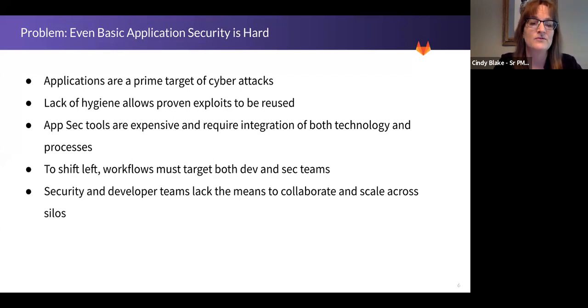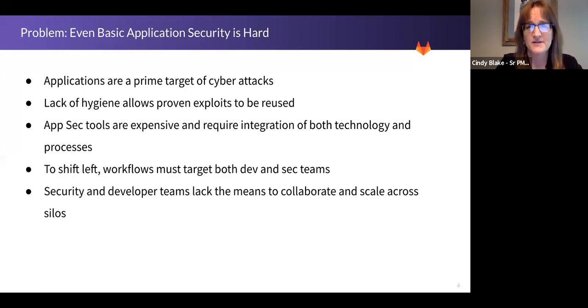Application scanning tools and monitoring tools are expensive, and you can't just plop them in like you can network security. You can put in a firewall and not have to do a whole lot to it other than some tuning, whereas application security tools really require an integration with the people and processes end of things, because you're dependent upon people using them correctly and consistently. All of that just creates more difficulty for application security.